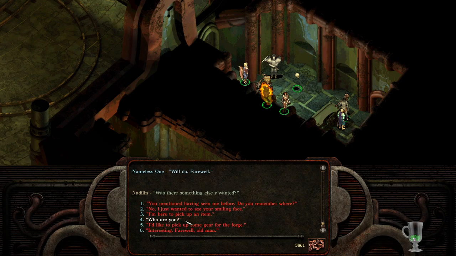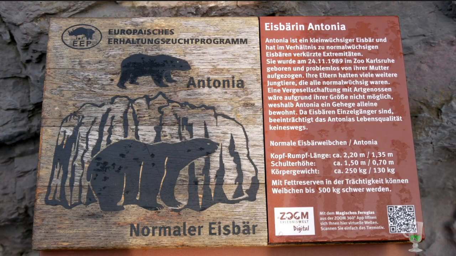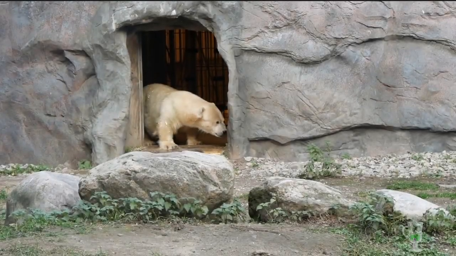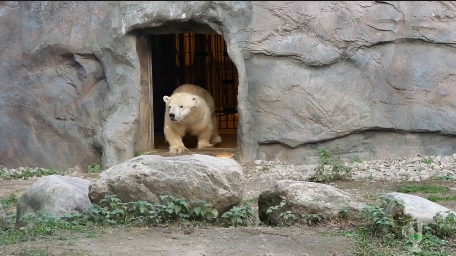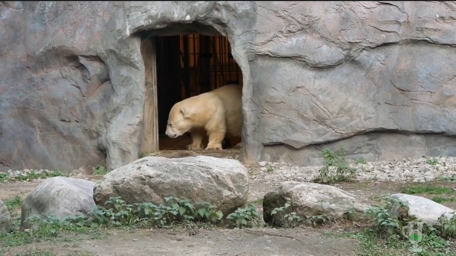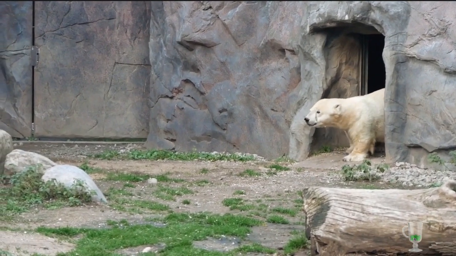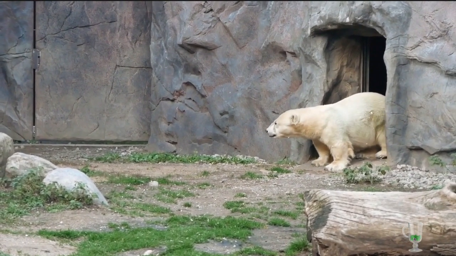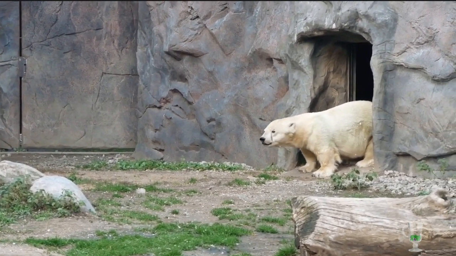Oh, wait. Oh yeah, here we go. Dwarf polar bear. Oh boy. I don't know if I can like that. It's like a corgi. Oh no. That must be painful. A painful existence. Holy shit.